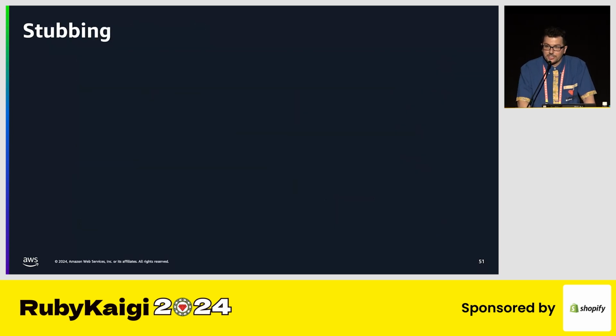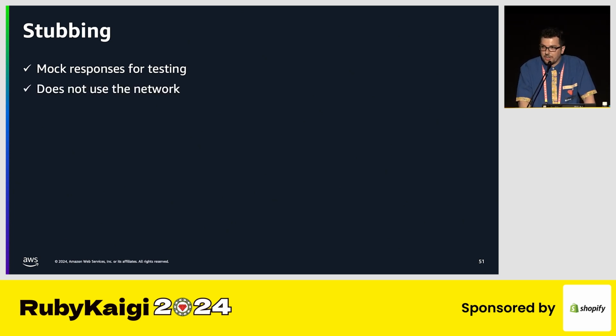The SDK supports a testing feature called stubbing. We can mock responses for testing in RSpec and Minitest. These mock responses do not use the network.